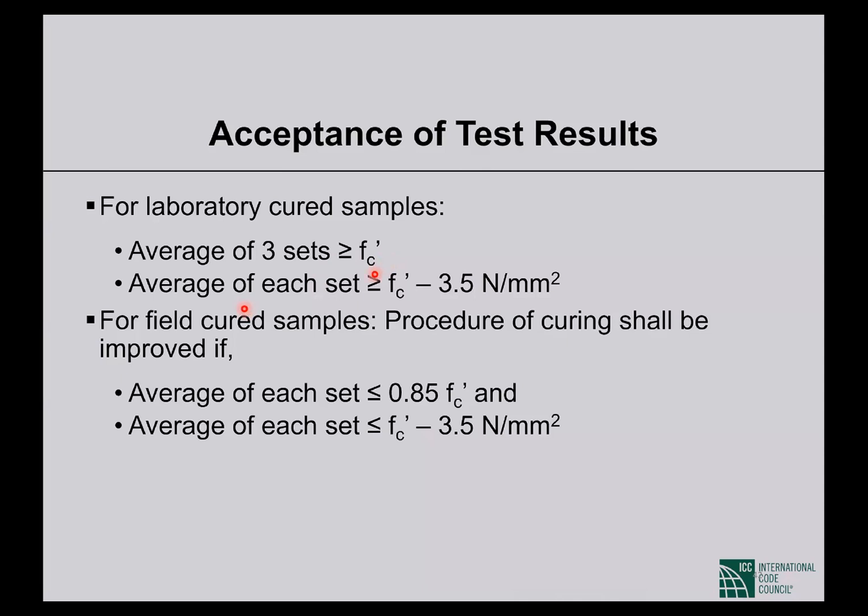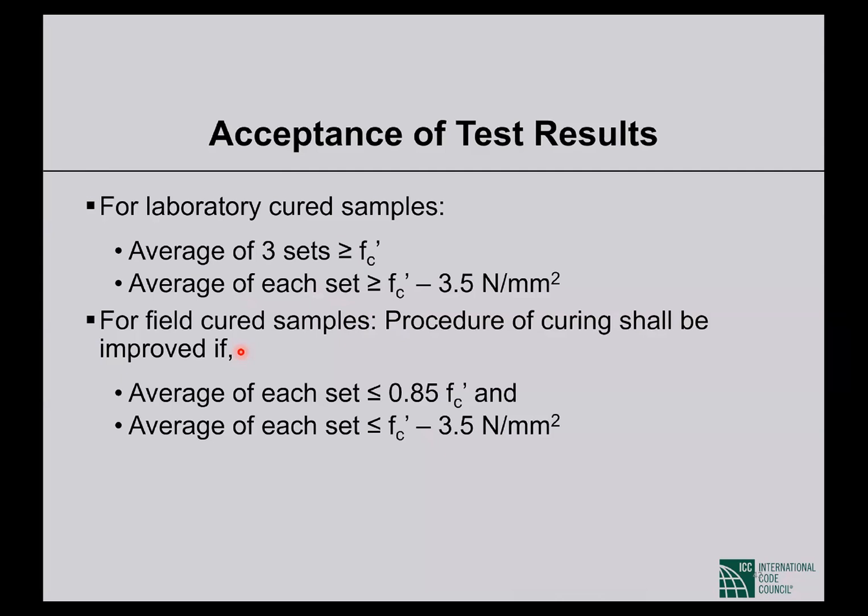But the average of 1 set may be less than fc prime, but not less than 3.5 megapascal. So suppose the design strength is 21 megapascal, say. Now you are getting an average of one set of 18 megapascal, right? So is that okay or not? That is okay, no problem, because that is within this limit. But the average of 3 sets must be greater than fc prime. Okay, this should be clearly understood.